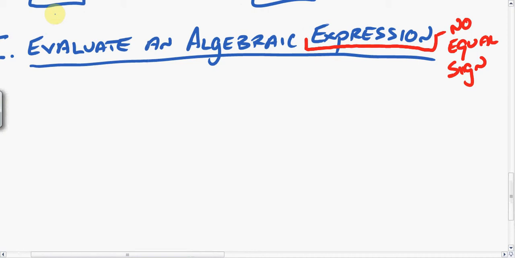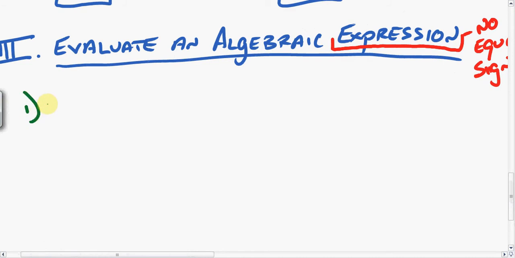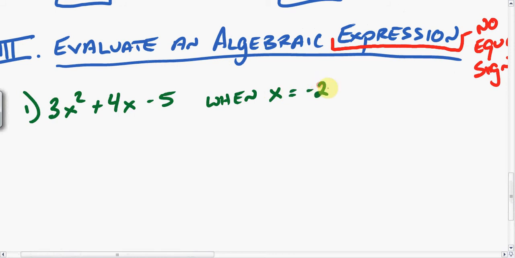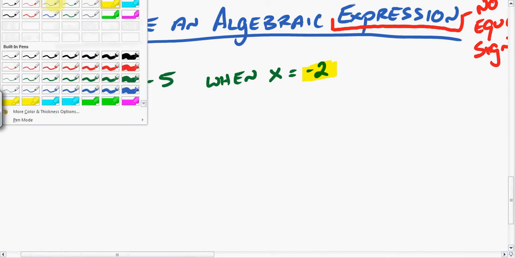So, let's take a look at an example. We'll actually use green. We've got the expression 3x squared plus 4x minus 5 when x equals negative 2. The first thing you're going to want to do is substitute in the value of x, which is negative 2. You're going to substitute negative 2 in for x. So I'm going to put negative 2 in each of these spots.